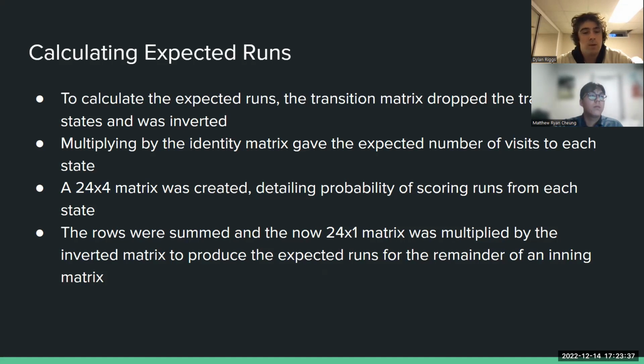Then after that, we had to create a separate matrix. It was 24 by 4. It showed weighted probabilities of scoring runs from each state. So if you were scoring more runs, the probability would also increase. Then taking the sums of the rows of that matrix, we got a 24 by 1 matrix. And with that, we multiplied it by the inverted matrix that was multiplied by the identity matrix to produce the expected runs for the remainder of an inning.